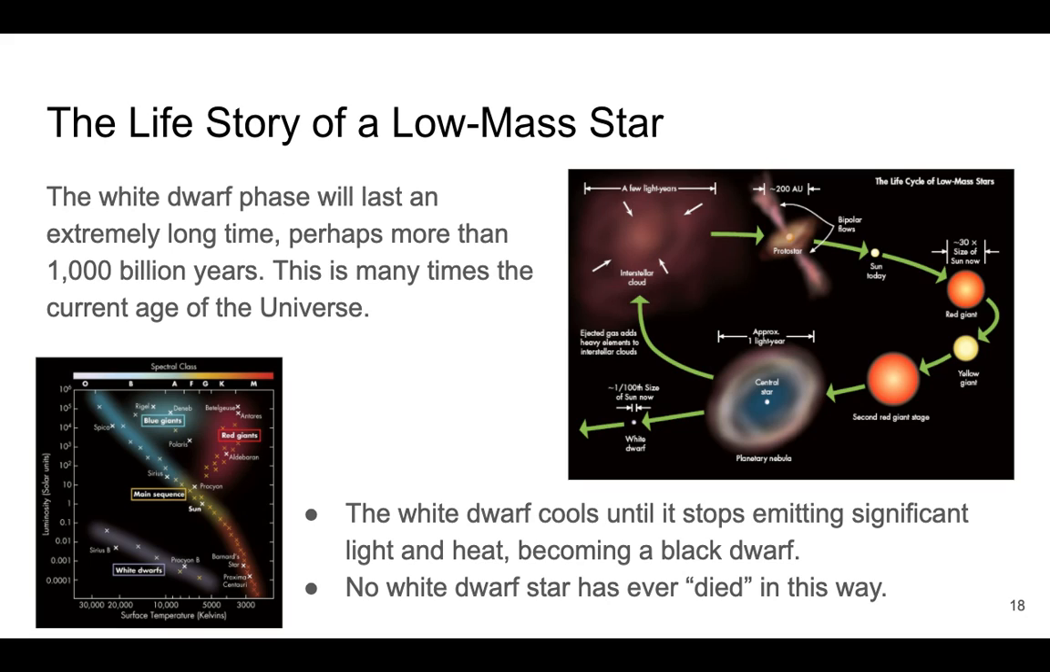We've found lots of white dwarfs, but white dwarfs just happen at the end of a low mass star's life. You've got to wait far longer than the current age of the universe for that white dwarf to lose all of its heat and become a black dwarf. So no white dwarf star has ever died in this way. The already dead white dwarf has never died further by losing all of its heat and becoming a black dwarf. Yet, we think this will eventually happen.